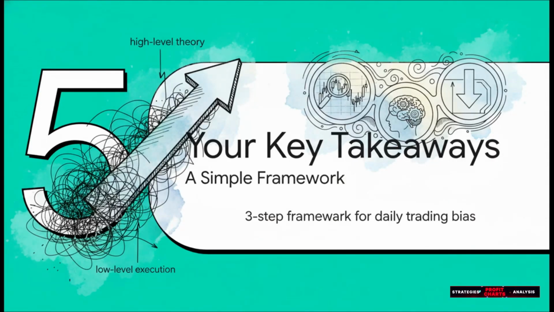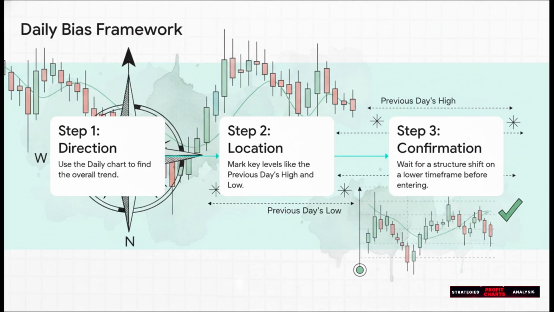Whew, we've covered a lot of ground, huh? From high-level theory all the way down to a 1-minute chart entry. So let's just boil it all down to the core message I want you to walk away with. If you remember anything from this, remember this. 1, find your direction on the daily chart. 2, identify a key location, like the previous day's high or low, and just watch it. And 3, wait for confirmation. Wait for that market structure shift on a lower time frame before you even think about entering. Direction, location, confirmation. That's it. It's a simple, robust, and repeatable process.